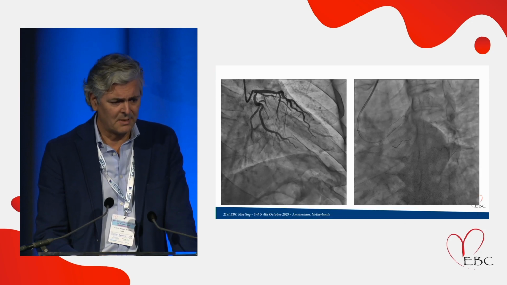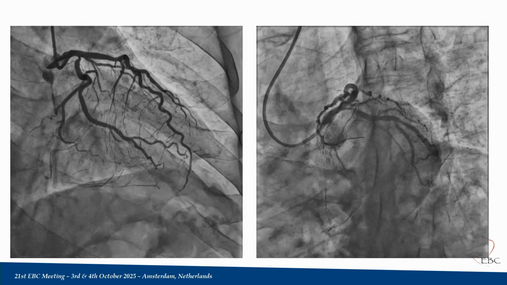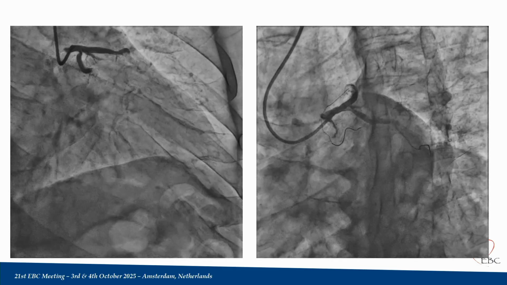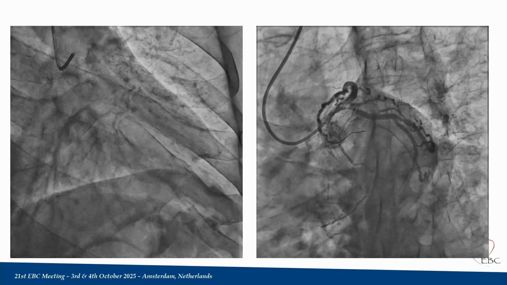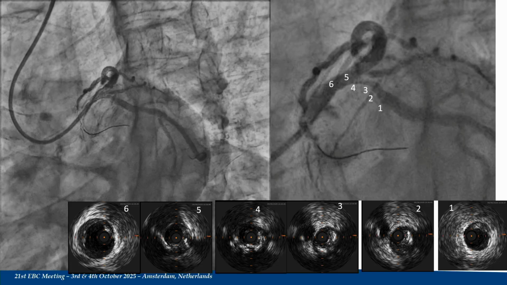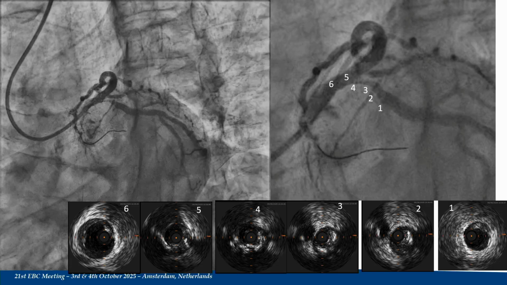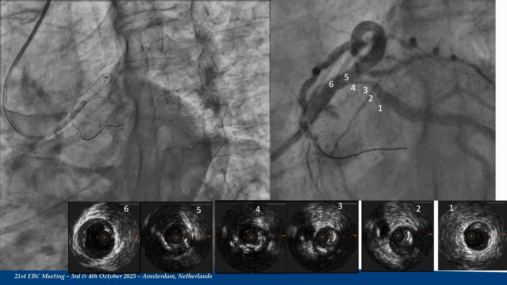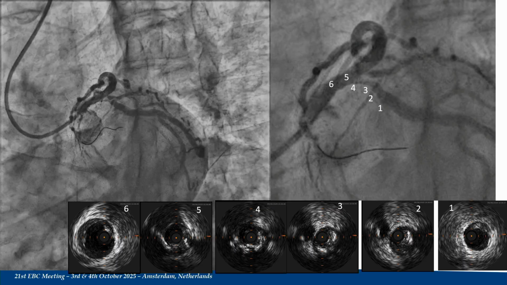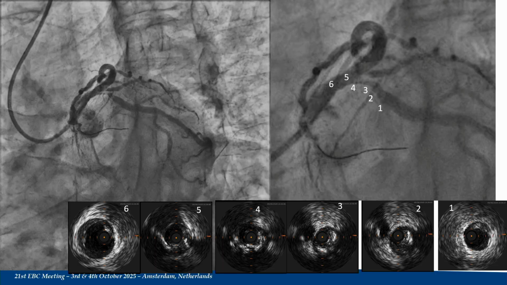The second case is a patient with previous chronic total occlusion of the right coronary artery and acute coronary syndrome with non-STEMI as a clinical presentation, and a severe lesion at the ostium of the circumflex. The IVUS exhibits fibrocalcified plaque without positive remodeling and with a large left main free of disease.